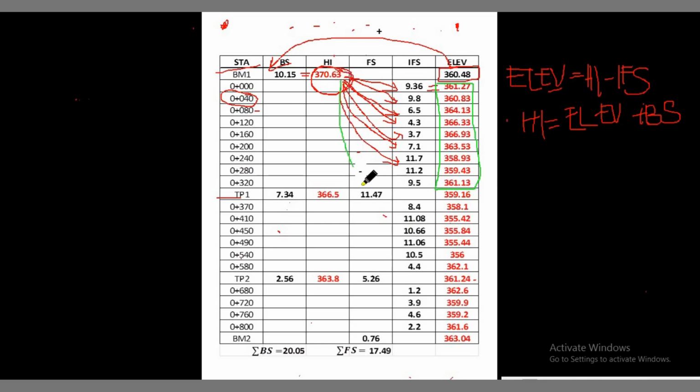370.63 minus 11.47, 359.16. So, no naalak dito elevation ni TP1, dito'y 359.16. Plus, DJ backside, maalak dito'y height of instrument nga 366.5.